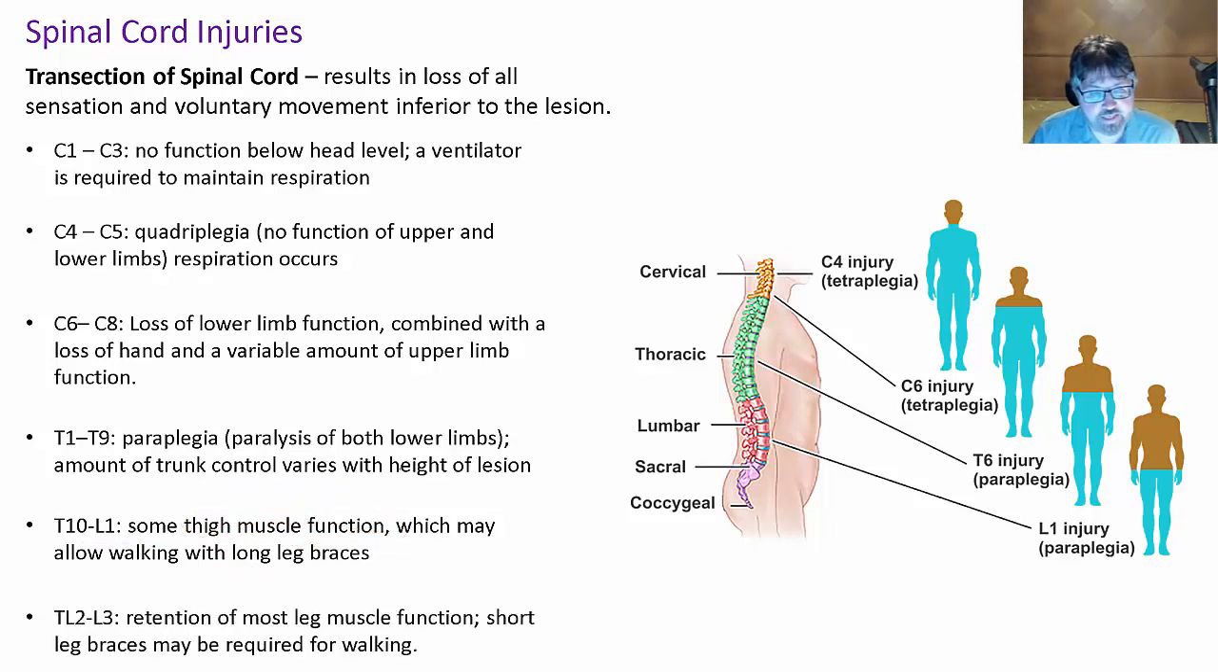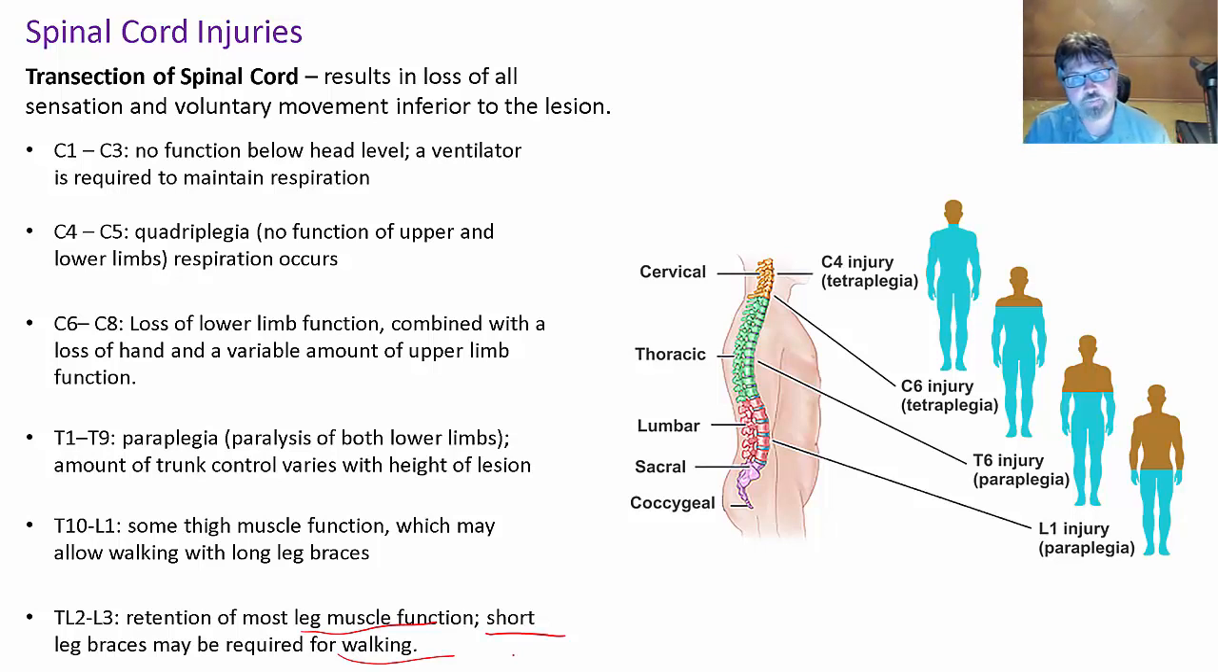And last but definitely not least, L2 to L3. Once again, we're in the lumbar plexus in this case. And so any transection here can affect the lower parts of the limbs, right? We're thinking on legs here. Thighs are okay, but now we're in the lower part. So you would have most of the leg function for walking. That'd be okay. But you might need short leg braces for walking, because you're dealing with the feet and whatnot, the lower parts of the lower limb.